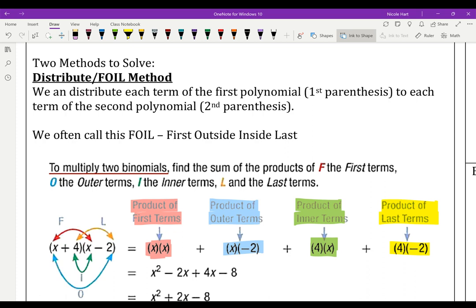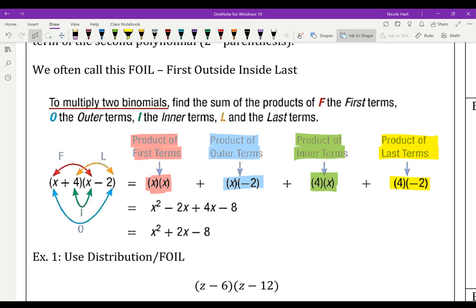So as we multiply through, we will simplify and then combine any like terms. So when we multiply x times x, we get x squared. X times negative 2 gives us negative 2x. 4 times x gives us 4x. And then 4 times negative 2 gives us negative 8. Now that negative 2x and that 4x can combine to give us a positive 2x. So our final simplified answer is x squared plus 2x minus 8. And again, that's in standard form with the largest exponent at the beginning.